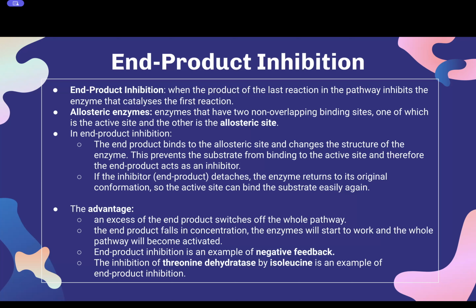isoleucine and threonine dehydratase. Threonine dehydratase is the enzyme that is the first step in the production of isoleucine, and isoleucine is obviously the end product. Isoleucine, when it increases in concentration, will eventually inhibit threonine dehydratase, and then after isoleucine is all used up, it will basically return the ability of binding to threonine dehydratase, and therefore it will result in a continuous controlled pathway.